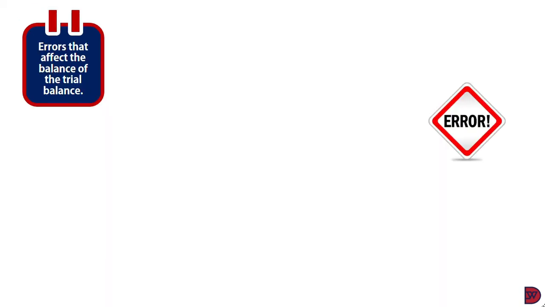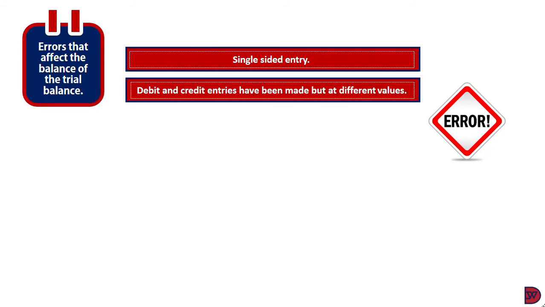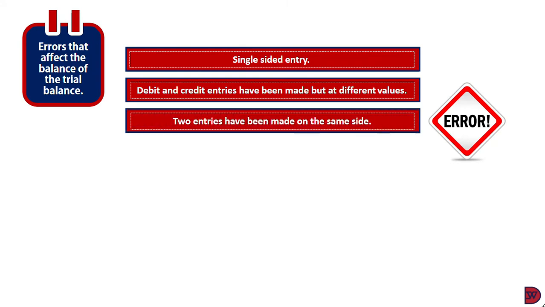Now that we are through with the errors that do not have any cause on the balancing of the trial balance, let's move on to those that actually affect the matching of the trial balance. Now the first error is a single side entry. So here, a debit entry has been made but no corresponding credit entry, or vice versa. The second one is when the amount debited to one account is different from that of the corresponding credit entry. Thirdly, two entries have been made on the same side of the account. For example, a cash sale transaction being debited to both the cash and sales account instead of debiting the cash account and crediting the sales account.